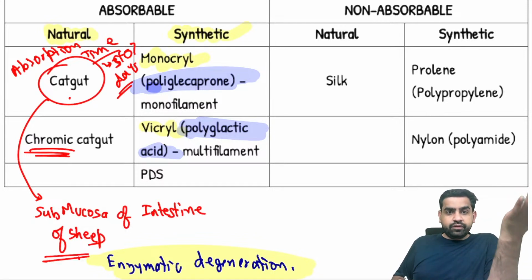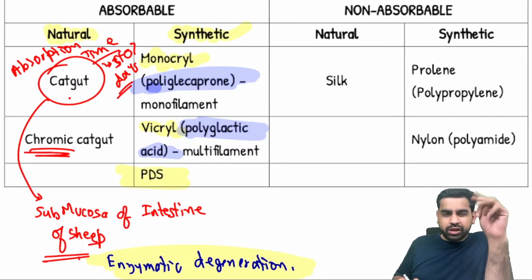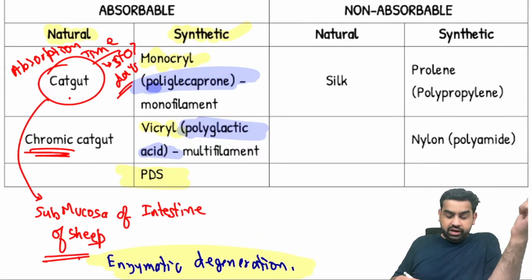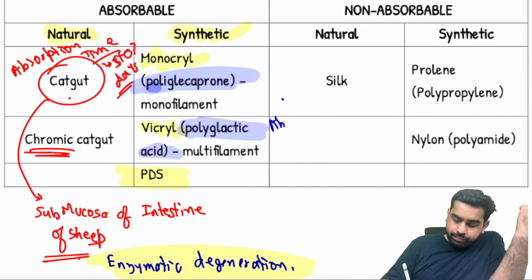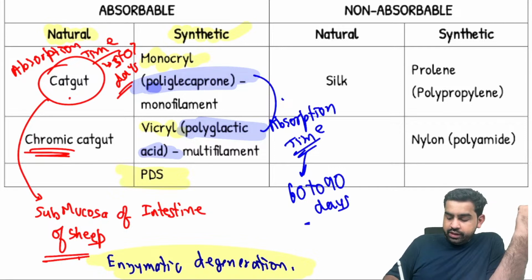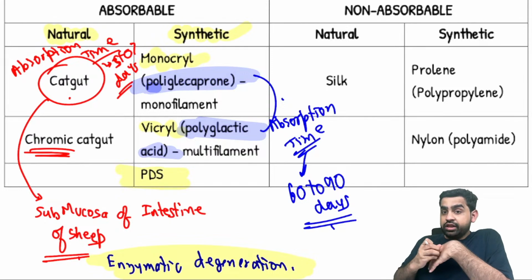Now, obviously we have a PDS as well, so I'll talk to you about the PDS as well. So these are the three main synthetically occurring absorbable sutures which we have. Now monocryl is monofilament, vicryl is multifilament. That's all fine. Now if I ask you what is the absorption time for this? Absorption time for these two is 60 to 90 days.